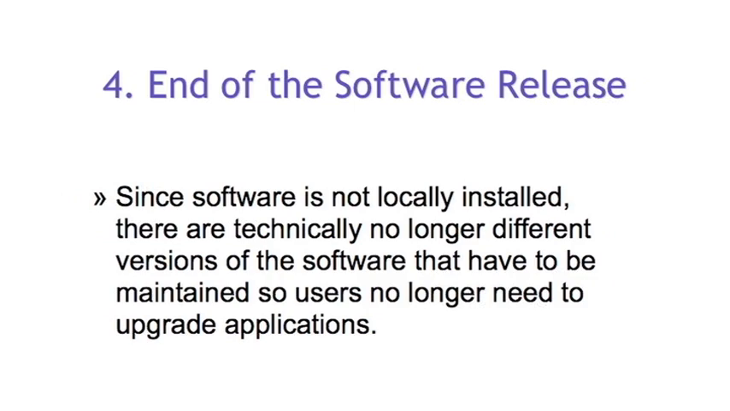End of the software release cycle. We talked about this a little bit earlier. Since software is not locally installed, there are technically no longer different versions of the software that have to be maintained, so users no longer need to upgrade applications. I'm a big Google Docs fan. It changes all the time. They're adding new features. Sometimes I don't find out about them until maybe a month later, but it's transparent to the user. They've done an upgrade on an app, and if I find it, I find it. If I don't, I don't. But I don't have to do the install on my machine.